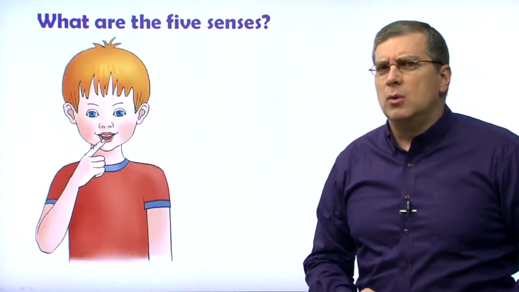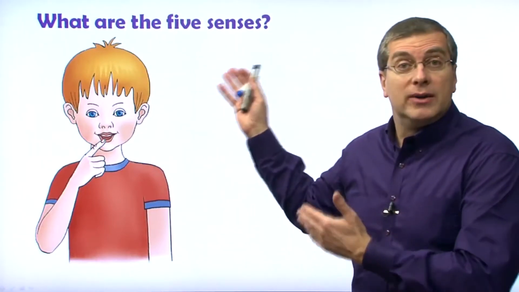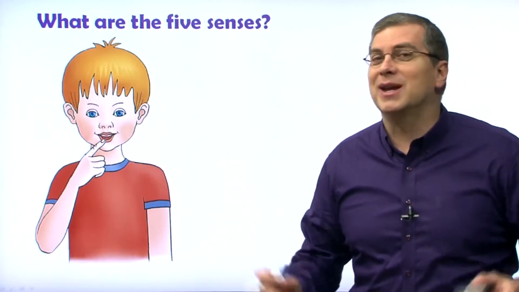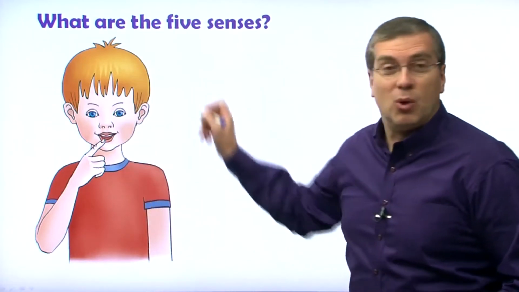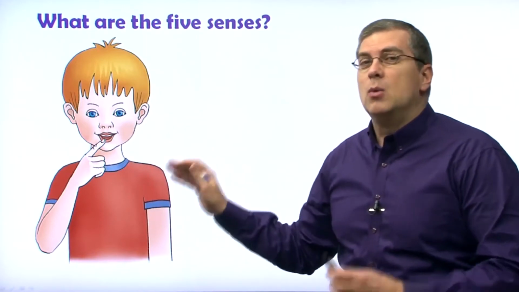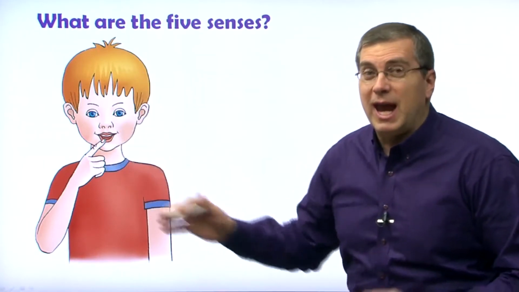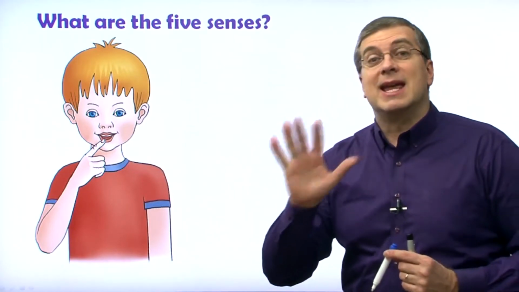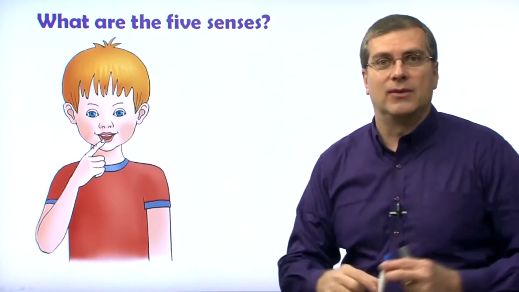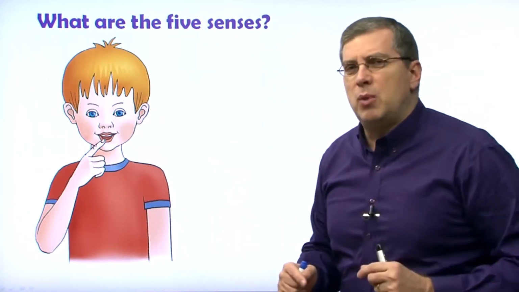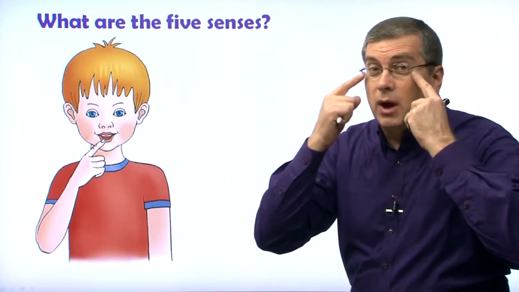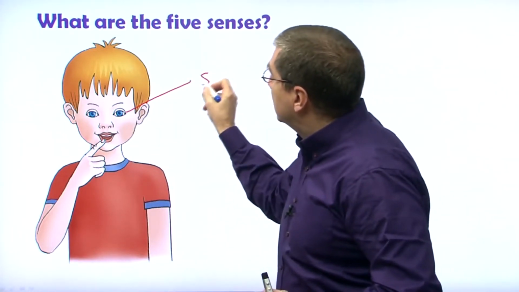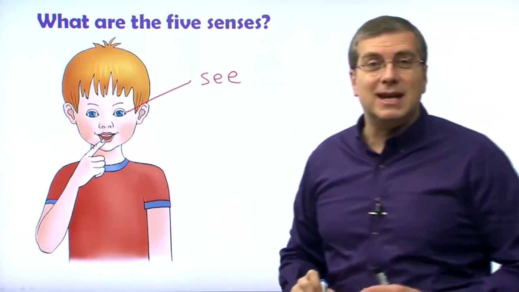Well, first of all, we need to look at what are the 5 senses. There are 5. Do you know what they are? Can you think about it? Here is a picture of a boy. We can look at his body parts and figure out what are the 5 senses that he has and that we all have. What's the most important sense? It has to do with our eyes. With our eyes, we can see. That's the first sense.